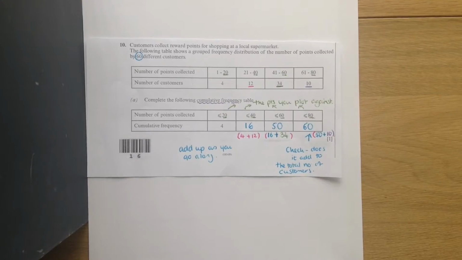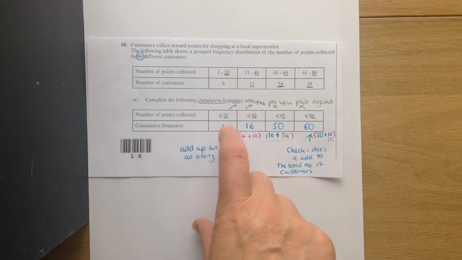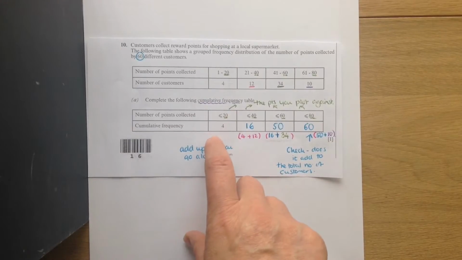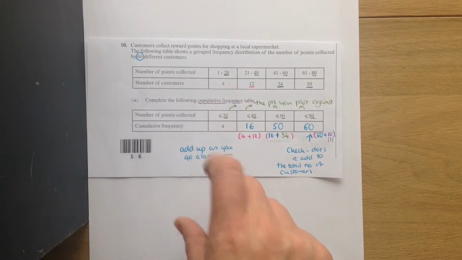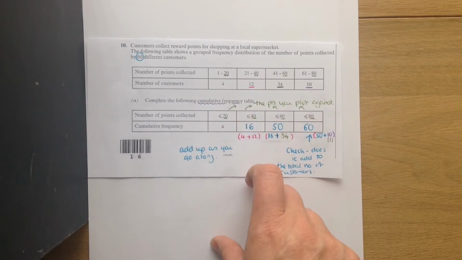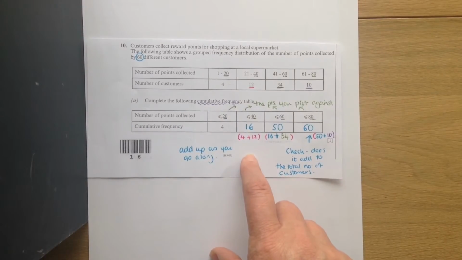Okay, cumulative frequency. The first thing they may ask you to do is complete a cumulative frequency table. So here we have it. This is our table and this is our cumulative frequency table. So, how many customers collected 20 or less points? Well, that's 4. 40 or less points? Well, that's this one and this one, so it's 16.